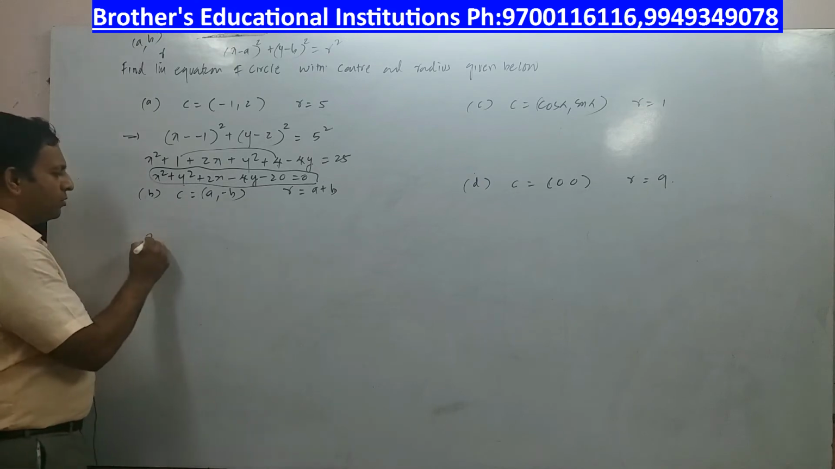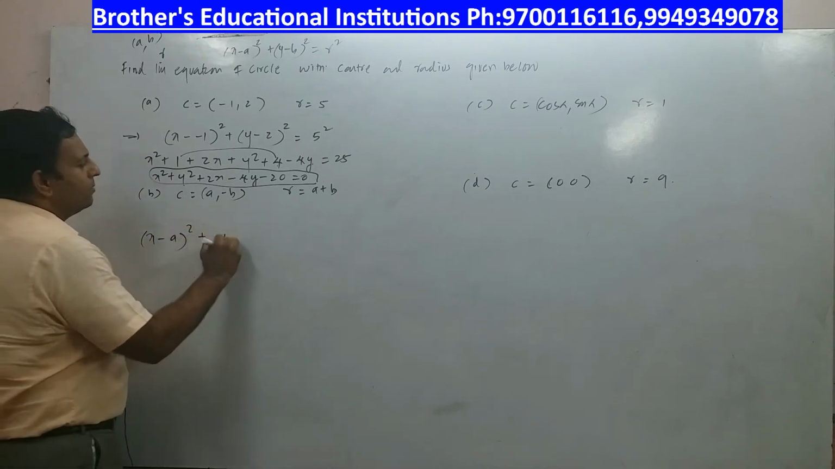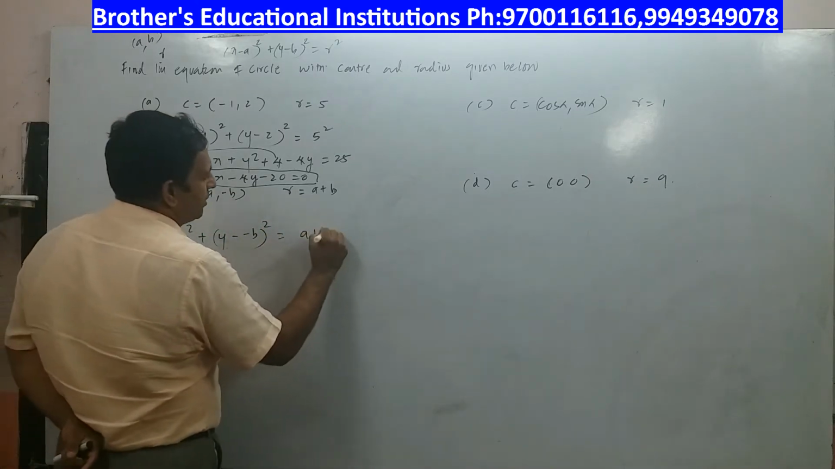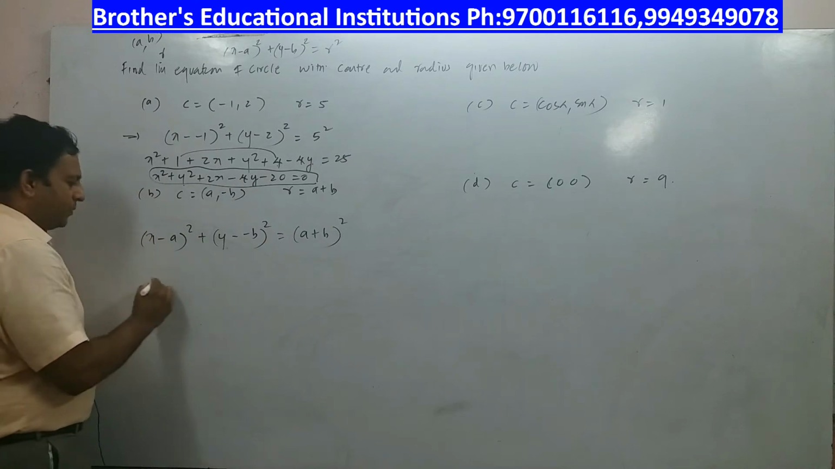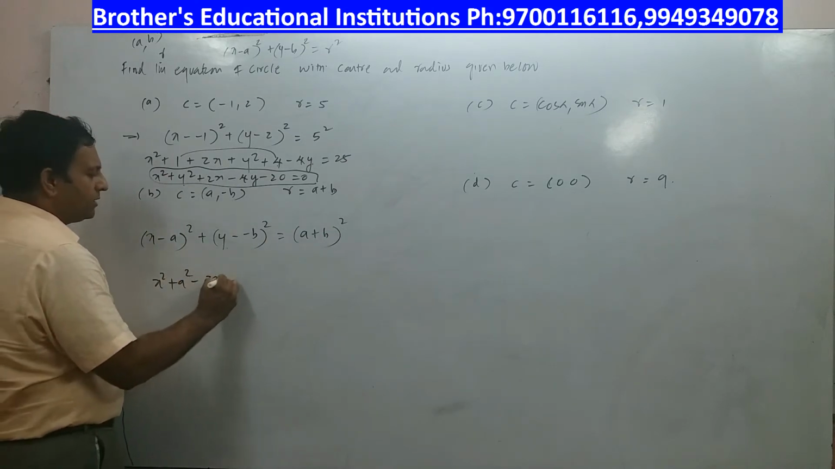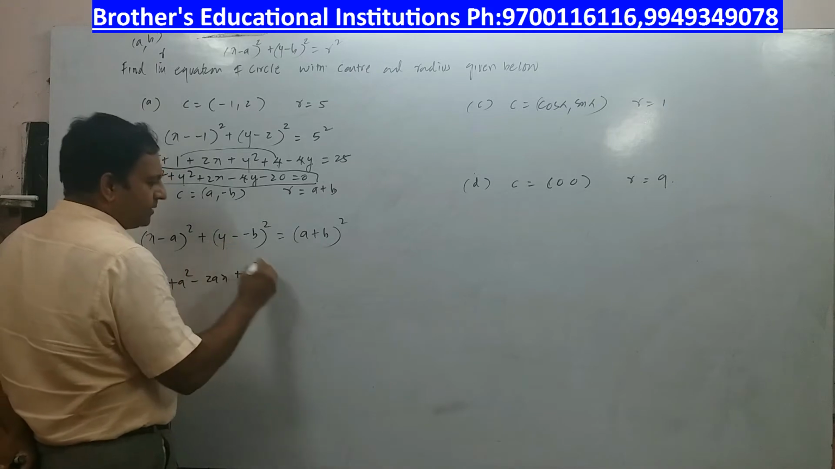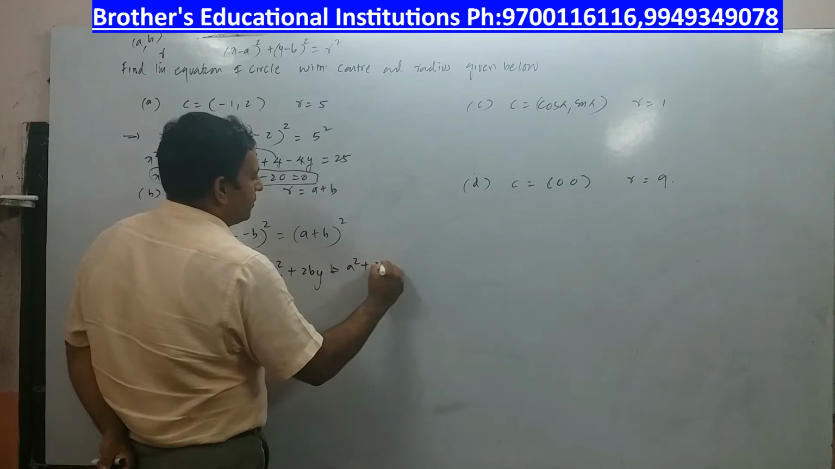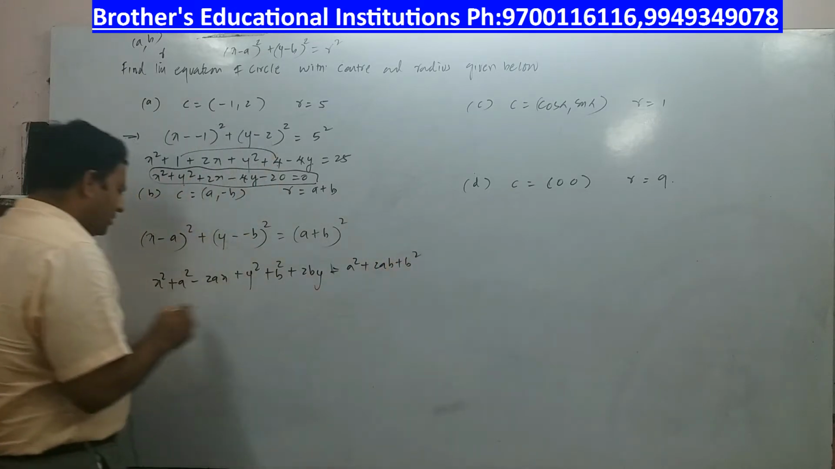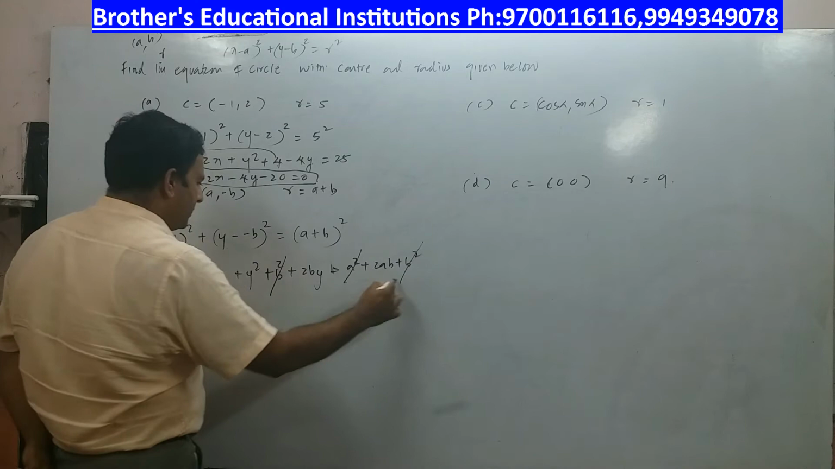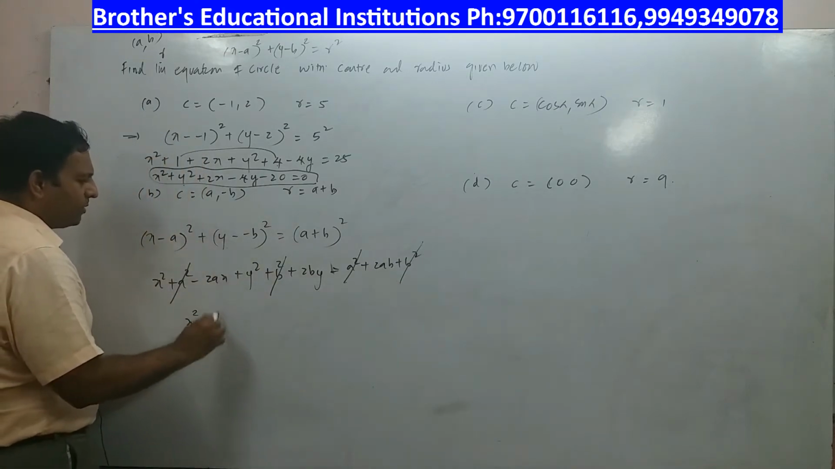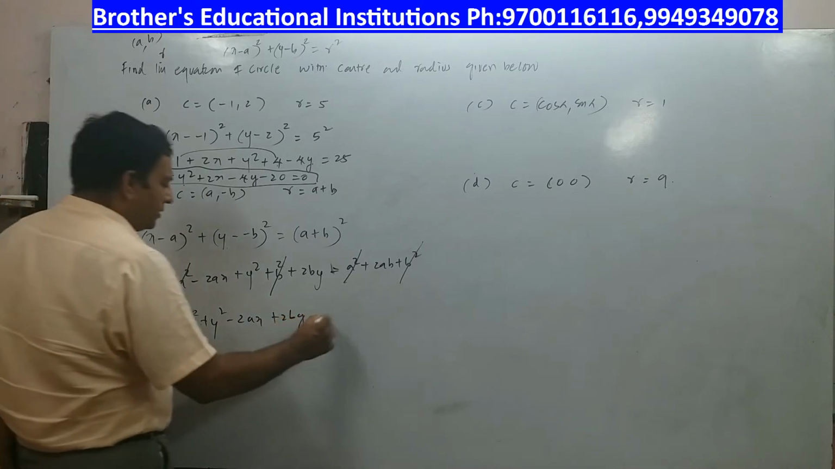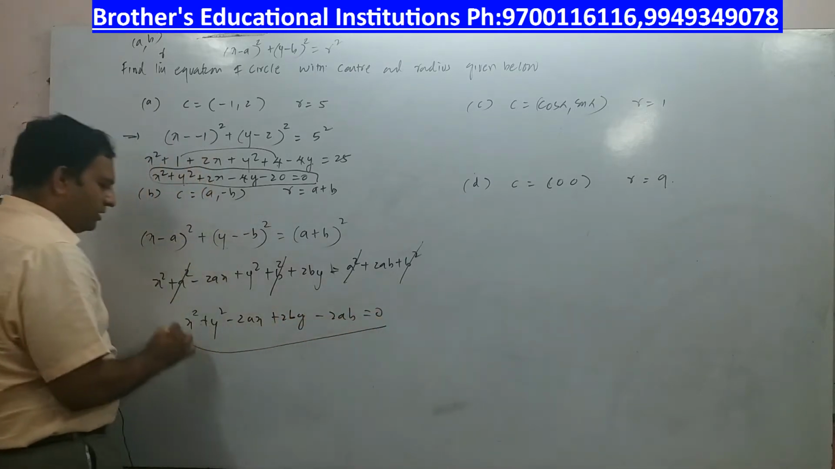Now center is (a, b). So the equation of circle is (x minus a) whole square plus (y minus b), in place of b you have minus b, whole square is equal to r square. R square means what, sir? (a plus b) whole square. So if you expand, you will get x square plus a square minus 2ax plus y square, minus into minus is plus b square plus 2by, is equal to a square plus 2ab plus b square. Any cancellations possible? Of course, a square and b square will get cancelled. Shift everything to the left hand side and you get x square plus y square minus 2ax plus 2by minus 2ab is equal to 0, is the equation of circle.